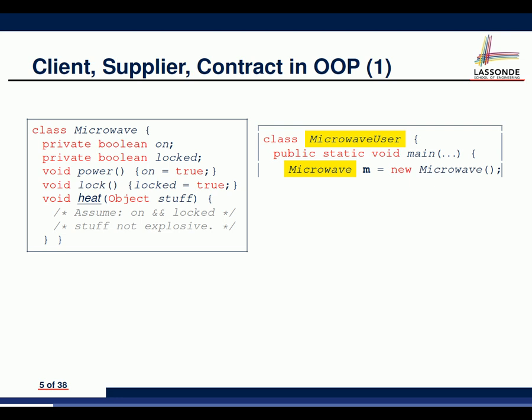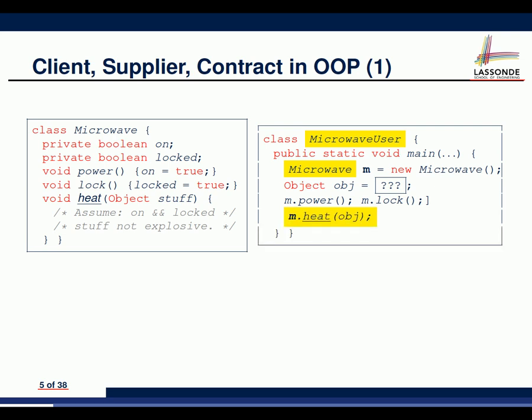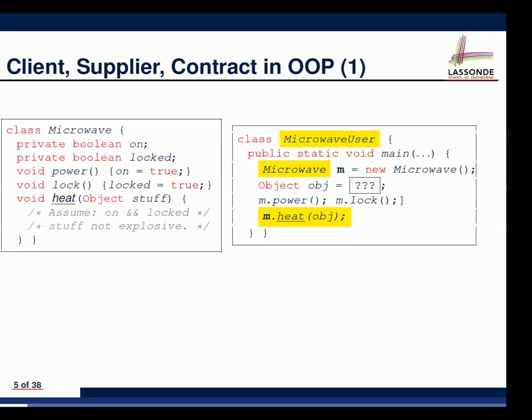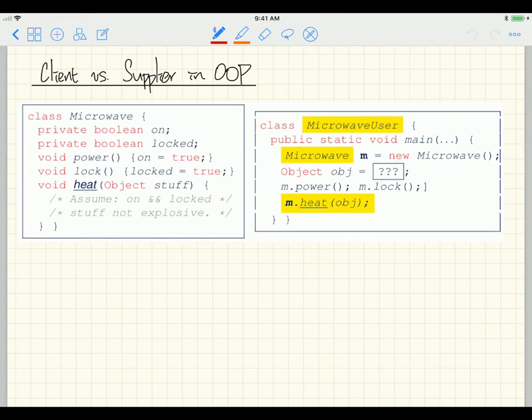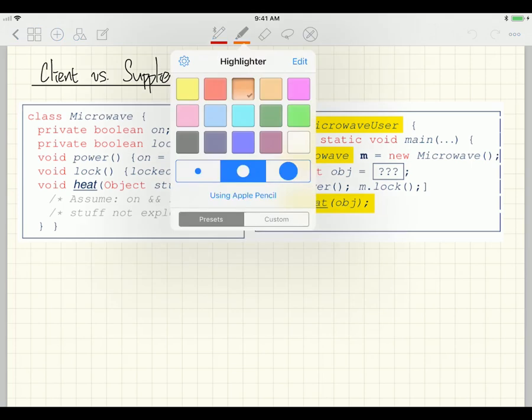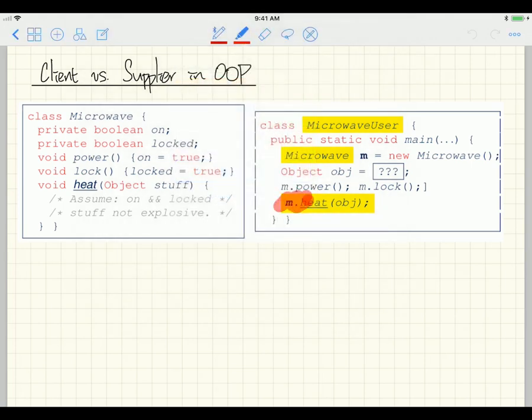Okay? Microwave, and then object here. The reason I put a question mark there simply means, let's say we don't know what the object is. Now let's consider this method: m.power, m.lock, and then m.heat. So far so good? You have the code. Let me switch back to the iPad. I do want to emphasize one thing, and then I'll have a question for you. The same code over here. Now, I want you to pay attention to this line: m.heat(object). Now, tell me who the client is and who the supplier is.